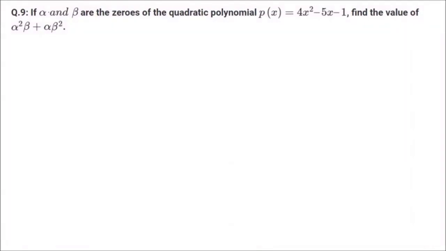If alpha and beta are the zeros of the quadratic polynomial, this one, find the value of alpha square beta plus alpha beta square. So in this case, we can take alpha beta outside, means alpha beta common. What will be inside? Here alpha will be inside, and here beta will be inside. So you just have to find alpha beta and alpha plus beta, so that you get the answer by multiplication.